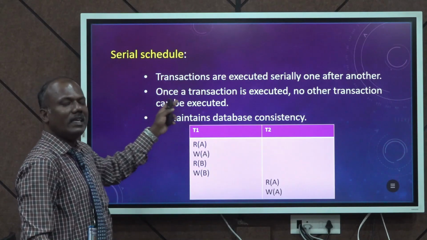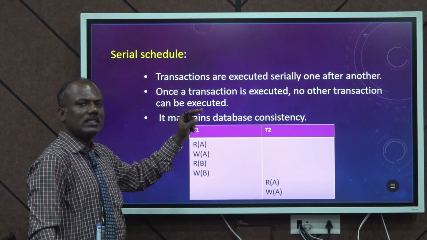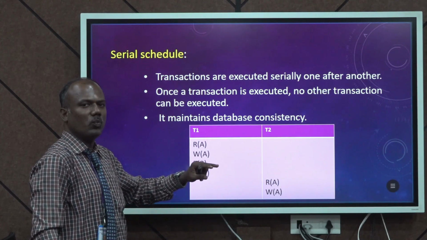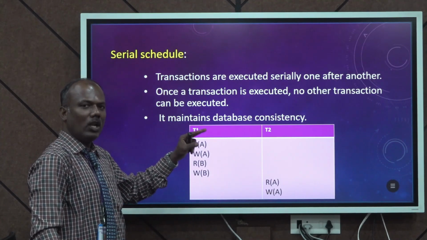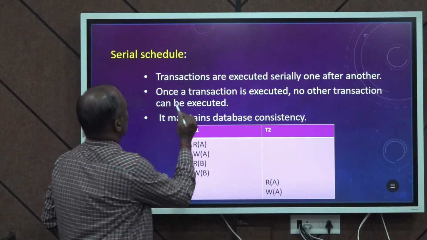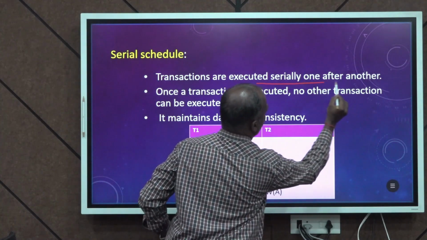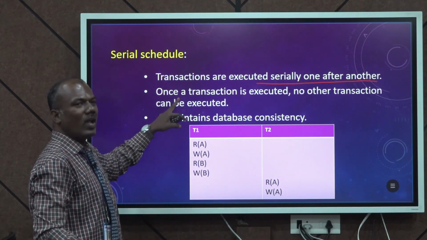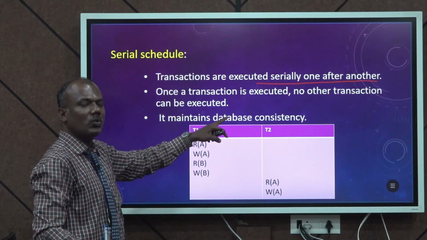Then next one is serial schedule. Serial schedule means one transaction is executed, and after that another transaction should be in waiting mode. So only one transaction is allowed at a time of execution. The transactions are executed serially, one after another. That is called a serial schedule. When one transaction is executing, no other transaction is allowed to execute at that time.